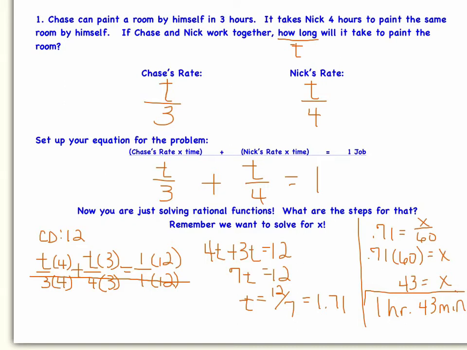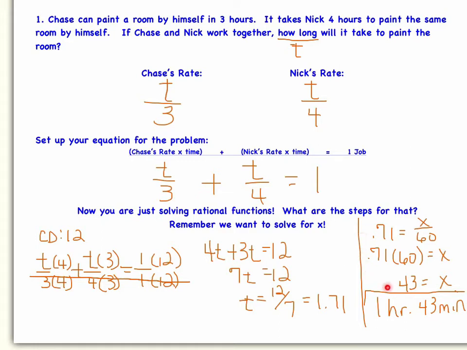Now, once I have solved for t, I see that it equals 12 over 7, 12 divided by 7, which is the same as 1.71. Now we have to remember, what is our unit of measure? Our unit of measure is hours. So when we're talking hours, we don't normally say it takes someone 1.71 hours to complete a job. We need to take that 0.71 and find out what part of an hour it is. 0.71 is what portion of an hour?